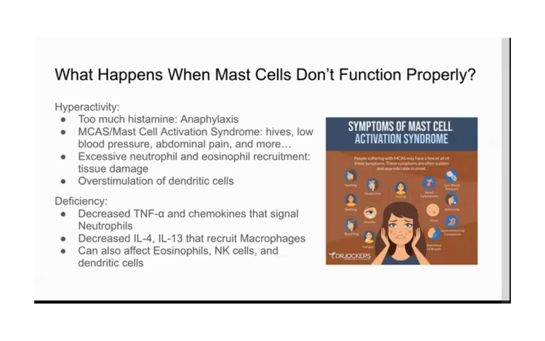When there's deficiency of mast cell function, this can lead to a whole bunch of problems with other innate immune cells such as neutrophils, macrophages, eosinophils, NK cells, and even dendritic cells. So we want these guys to be functioning properly.